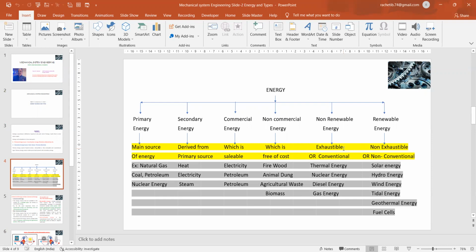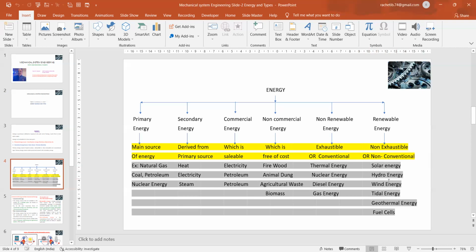Non-renewable. Now you keep it in mind. Non-renewable energy source is also called a conventional source of energy, and it is exhaustible. So here I have written exhaustible or conventional. Examples of non-renewable energy are thermal energy, nuclear energy, diesel energy, and gas energy. Whereas renewable energy sources are the ones which are available in plenty in the atmosphere, non-exhaustible or non-conventional.